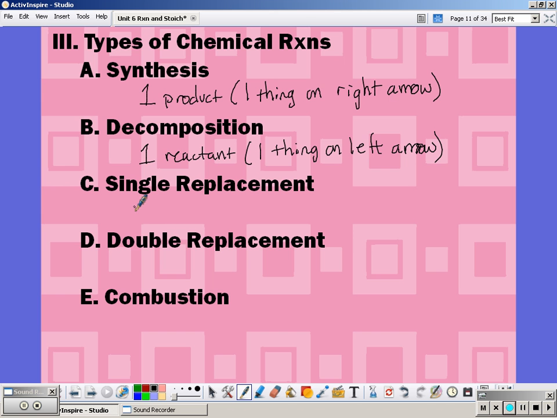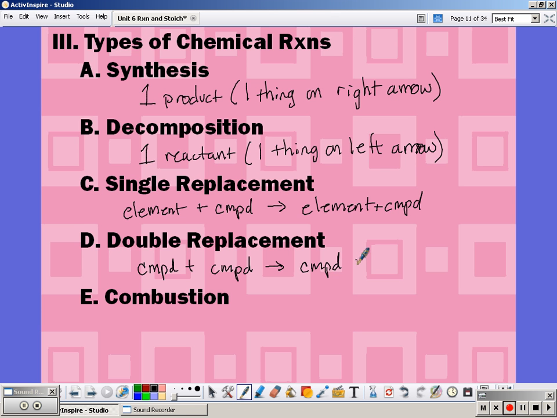A single replacement, single refers to an element. So you have an element and a compound on the left side of the arrow, and on the right side of the arrow you also have an element and a compound. Now it does not matter if the compound comes first or the element. As long as you have one element and compound on the left and one element and compound on the right, then it's a single replacement. If you have a compound plus a compound on the left and a compound plus a compound on the right, then it's a double replacement.